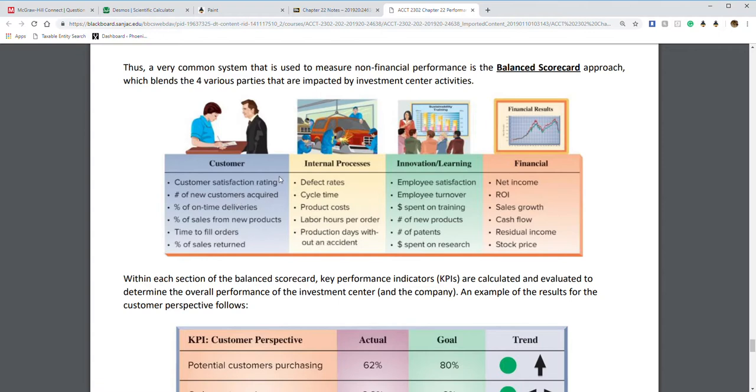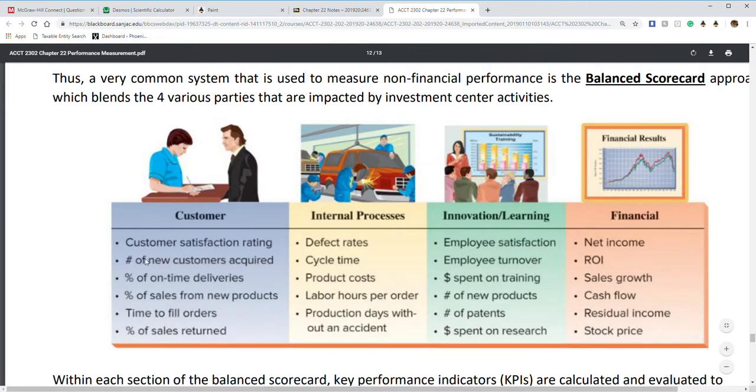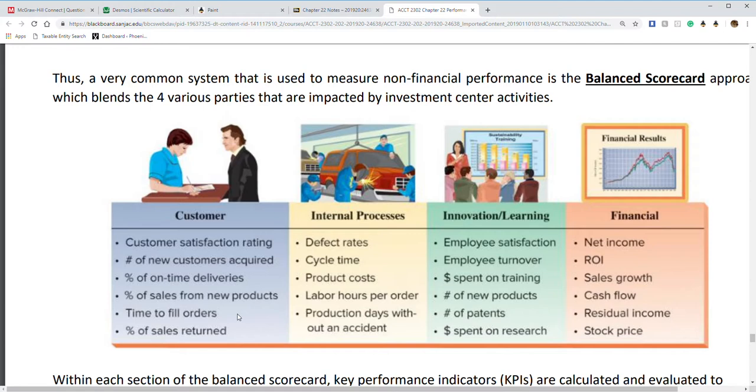So for example, for customer, we have the customer satisfaction rating. We have the number of new customers. We've got the percentage of on-time sales, times of filled orders, and percentage of sales returns. All of these are put in the customer category and they all get rated. And this is the time when you get surveys. And be honest, since you are the main focus of companies, you want to do these surveys. It helps them out so much. That's why they offer a chance to win $500 or stuff like that, because they're trying to get this information for their scorecard.